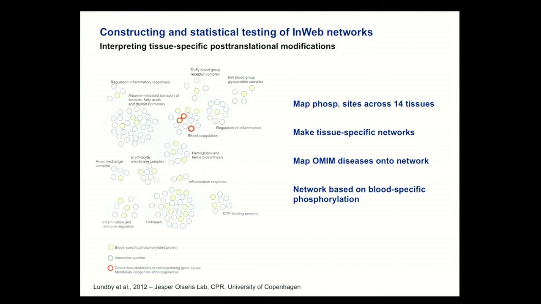Actually 2 of 3 proteins have a blood-specific phosphorylation site. They're known to be mutated in families that have these disorders of afibrinogenemia. So again, the tissue-specific phosphorylations clearly define tissue-specific pathways that are involved in tissue-specific diseases, and I think that's, of course, what we're hoping to find when we map these tissue-specific post-translational modification sites.